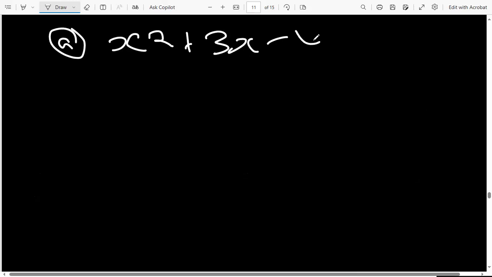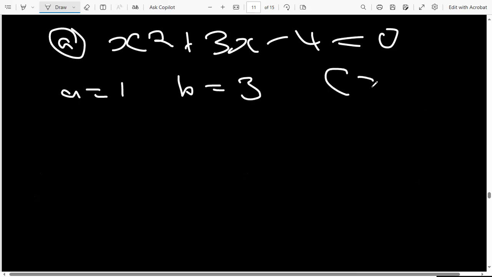The first one that they gave us was this one here. It was x squared plus 3x minus 4 equals 0. So we can get our a, our b, and our c from this, right? Our a is 1. Our b is 3. Then our c is minus 4.